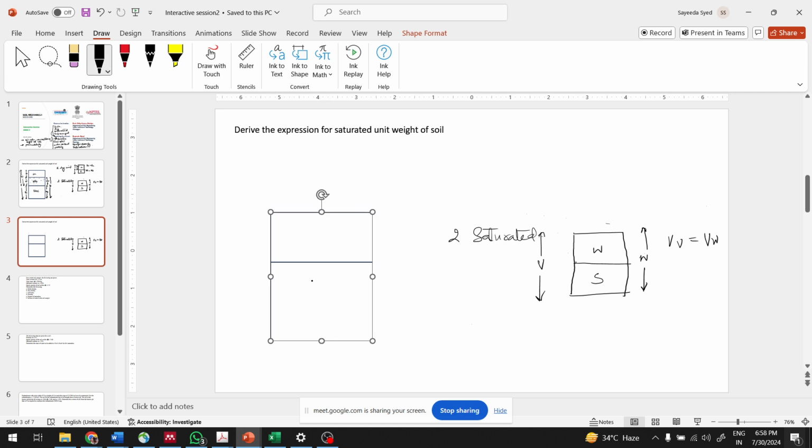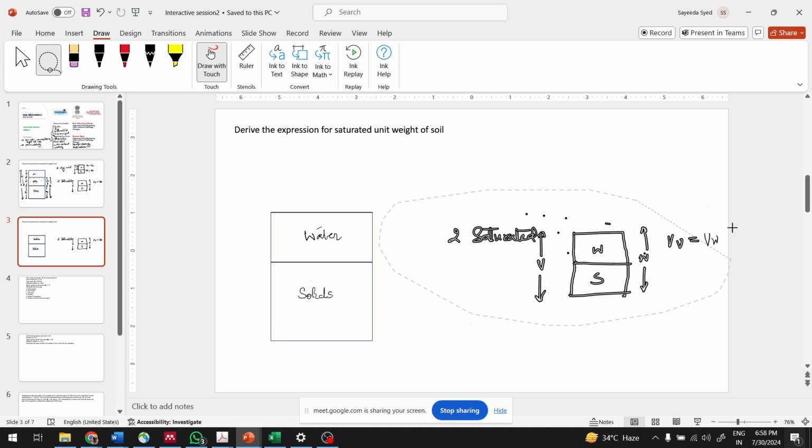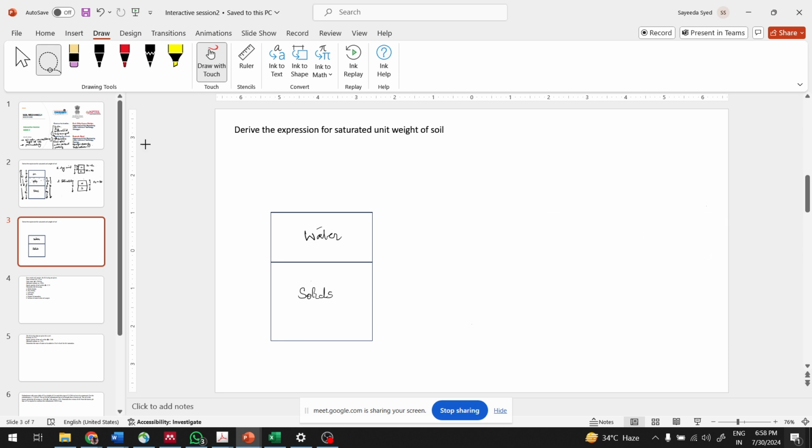Okay. So this will be your water, this will be your solids, and you know what basically density is. Density is equivalent to total weight by total volume, isn't it? In this particular case, this density will be gamma saturated. Why? Because our case is saturated.